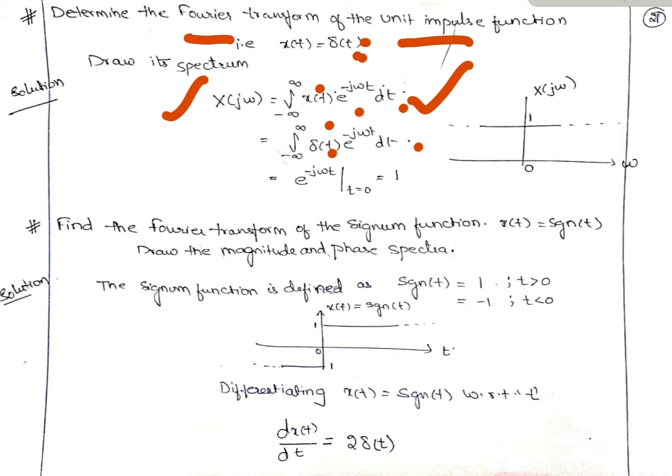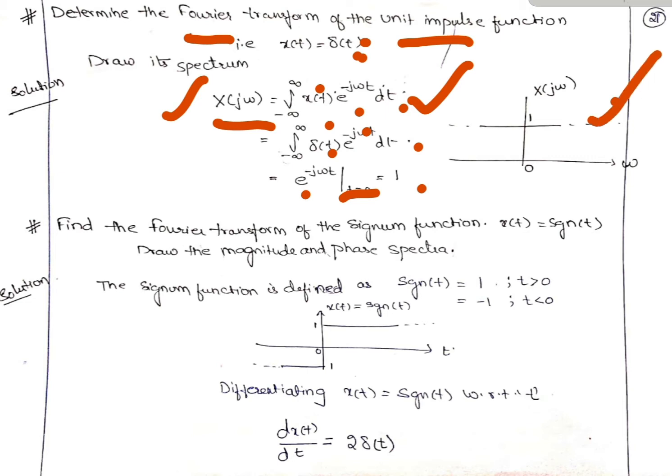But we know that delta t is 1 only at t equal to 0. Therefore, substitute t equal to 0 in the above integral using the shifting property. Substituting t equal to 0, e raised to minus 0 is nothing but 1. Therefore, X of j omega is 1 in the entire range of omega from minus infinity to plus infinity.